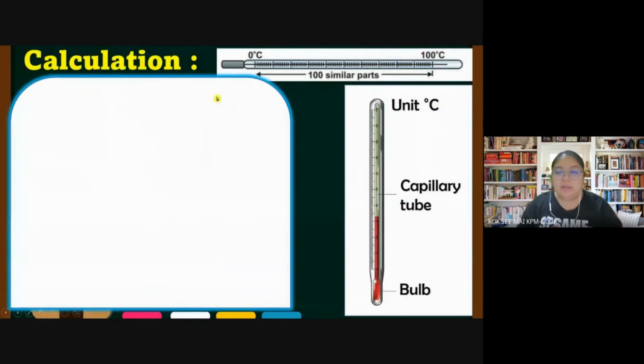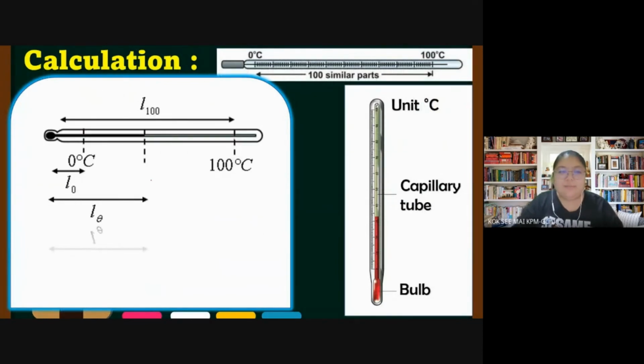Okay, conclusion, like this. When 0, what is the line? When 100, what is the line? Then they put in another liquid and label this one as L data. Then they ask you, L data, what is the temperature? So from here, remember, 0 until 100, there are 100 similar parts. That means you need to separate it part by part, 100 parts. So if you get 20 cm here, then your 20 cm needs to be divided by 100.